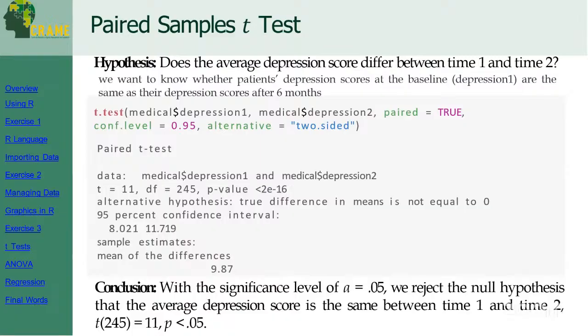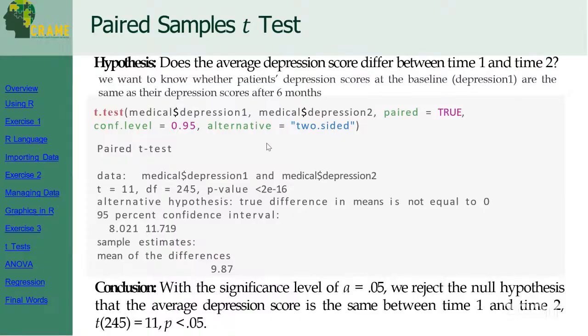So does the average depression score differ between time 1 and time 2? What is time 1? At the baseline. What is time 2? After 6 months, right? So since they have been given an environment, the medical treatment, etcetera, they want to test, right? So the hypothesis is what? It's the same. The null hypothesis is the same. There is no difference. The alternative, it differs.